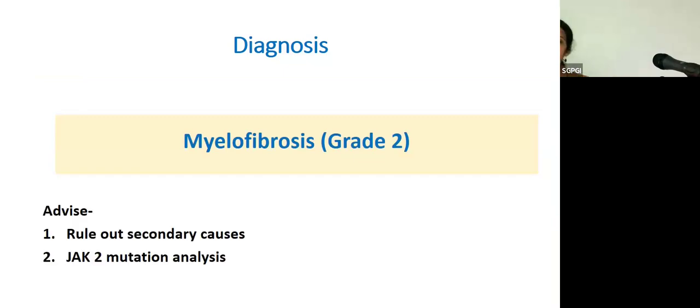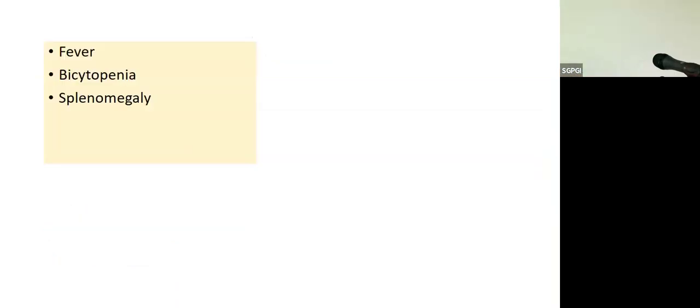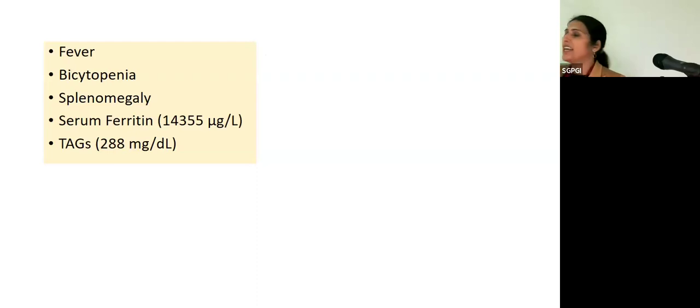Now what happens next? We told them to rule out secondary causes in this child, and we had to do a JAK2 mutation at least. So this is a child with fever, bicytopenia, and splenomegaly, now having myelofibrosis in the bone marrow, right? So far, so good. What happens? Further investigations are being done. It turns out that the serum ferritin is very high. Also, the triglycerides are raised.